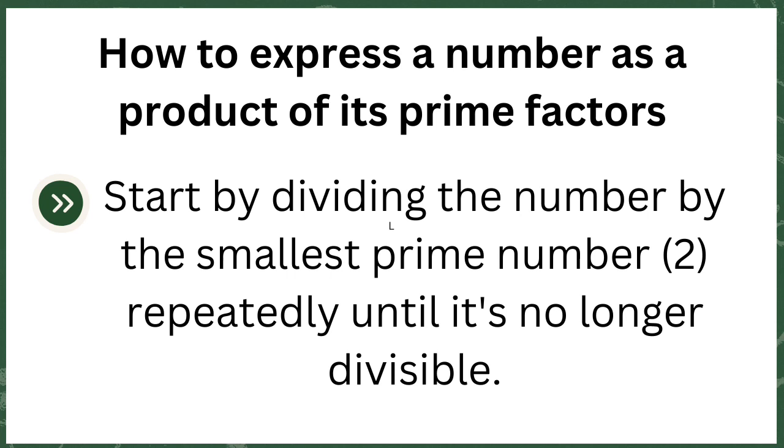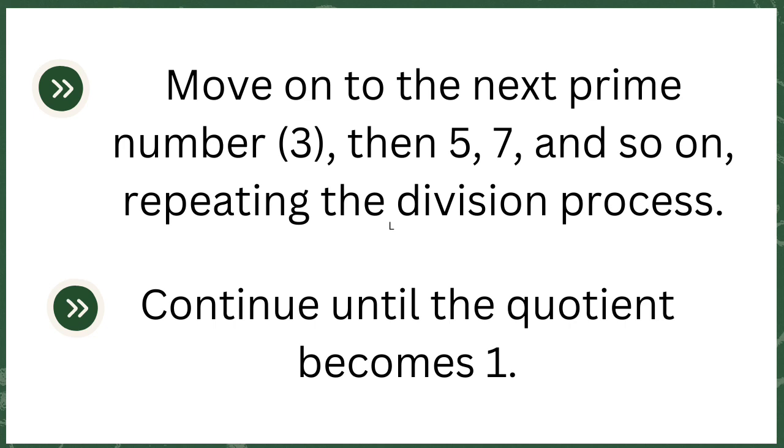So here are the steps. Step 1, start by dividing the number by the smallest prime number, which is 2, repeatedly until it is no longer divisible. Step 2, move on to the next prime number, 3, then 5 and 7, and so on, repeating the division process. Step 3, continue until the quotient becomes 1. So when we follow these 3 steps, we are going to have a product of the prime factors of that number.